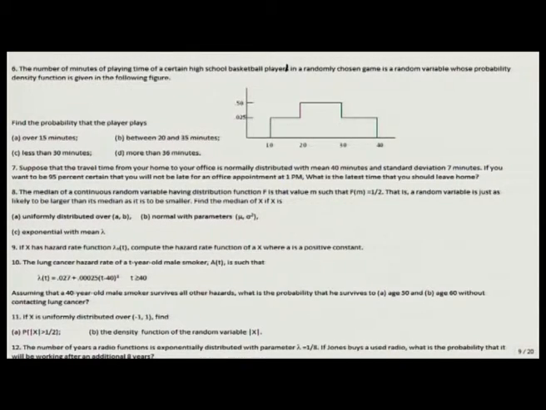Question 12. The number of years a radio functions is exponentially distributed with parameter lambda equal to 1 by 8. So, that means the mean is 8. Okay. If Jones buys a used radio, what is the probability that it will be working after an additional 8 years? Now, remember this is an exponential distribution, it has the memoryless property. So, therefore, you can answer question 12 also.